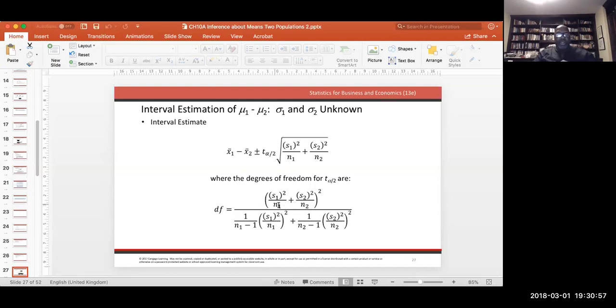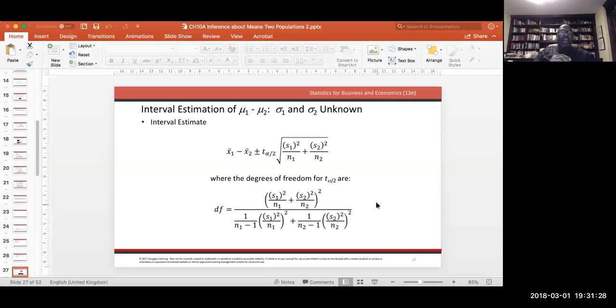Now, I have actually put this formula in an Excel spreadsheet that I will share with you so that you don't have to try to calculate this by hand when you're doing the sample problems. You can feel free to use it in the test as well, if that situation comes up where you have to calculate this degrees of freedom. I will make that available to you on Brightspace.